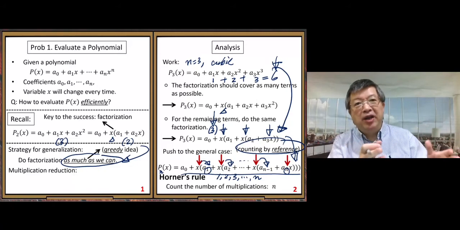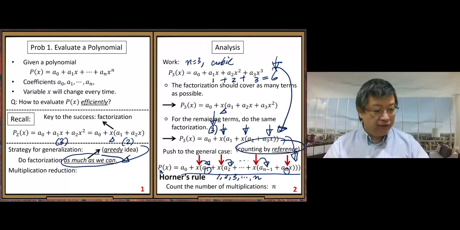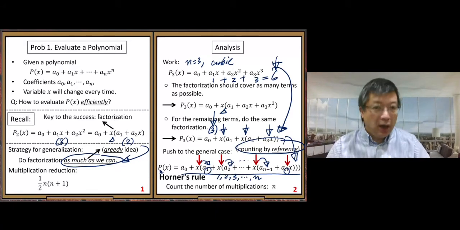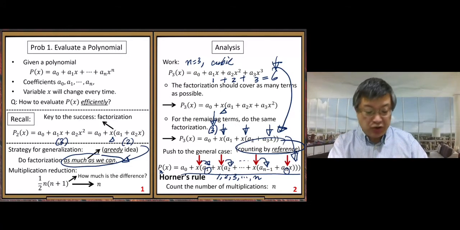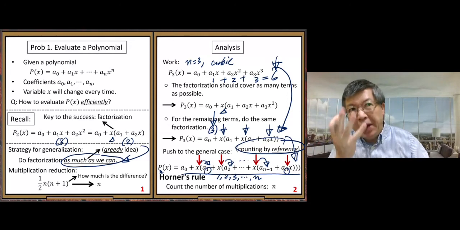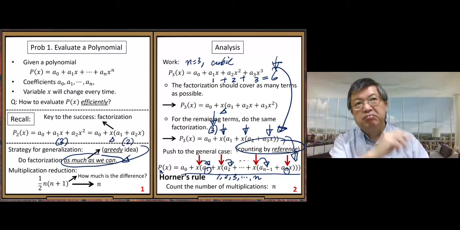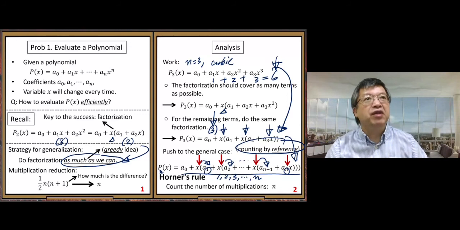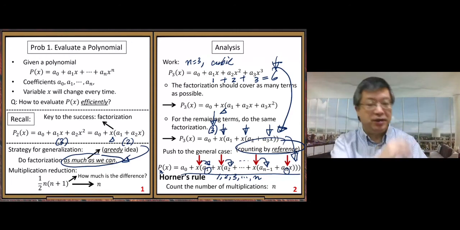Now let's get to this multiplication reduction part. How much is the reduction we have? Before the reduction, we have this formula, 1/2 times n times n plus 1. After the reduction, it becomes n. So we know it is a pretty big improvement, right? But the question is, how much is the difference? Do we have some clear idea how much is the difference? Here, let us use the next slide to visualize the difference. We want to feel how big it is. So let's do some more work to see it.